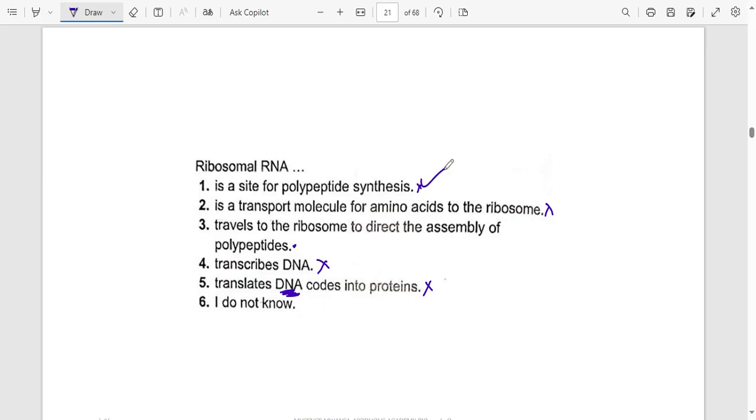So the answer is one. Is a site for polypeptide synthesis. Ribosomal RNA, which is rRNA. We said that this is made up of the small ribosomal subunit and the large ribosomal subunit, and those are the ones which attach to your mRNA to be able to form polypeptide. Travels to the ribosome to direct the assembly of polypeptides? Not the one which directs the assembly of polypeptides. It's the mRNA.